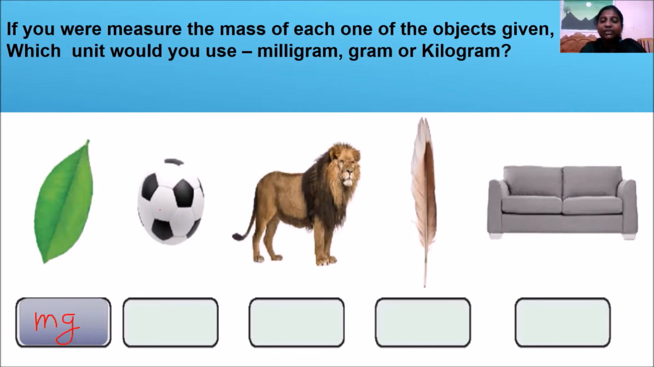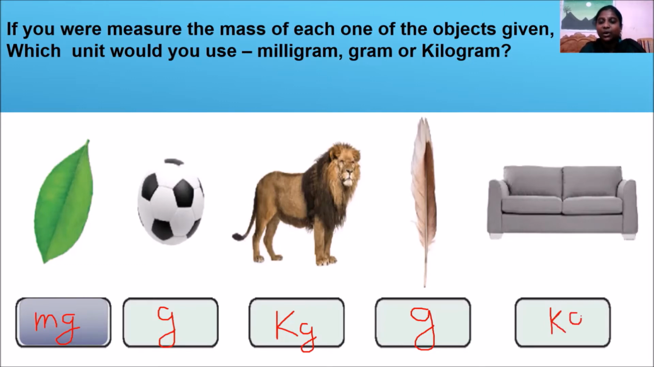Next, if you are going to measure the weight of the ball, which unit you will use? Ball is a lighter object. You can use the gram. Very good. Lion means which unit you will use? Very good. It is a kilogram. Next one is the feather. Feather means which unit you will use? Gram. Very good. Final one is sofa. Sofa, which unit you will use, children? Very good. It is a kilogram.